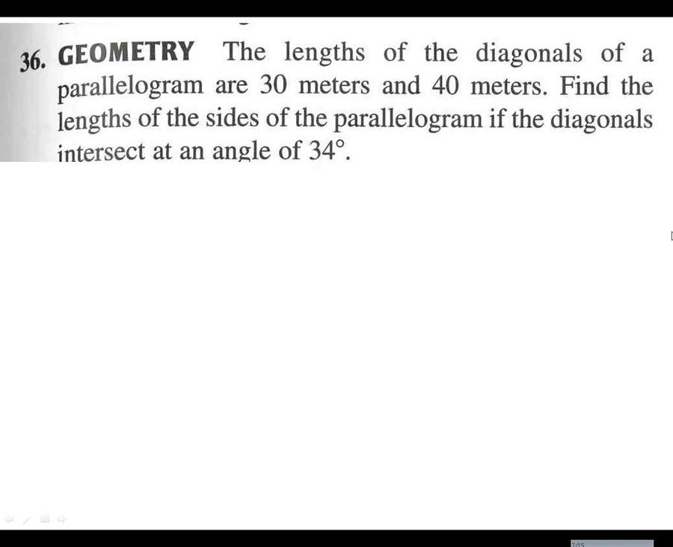The lengths of the diagonals of a parallelogram are 30 and 40. Find the lengths of the sides of the parallelogram if the diagonals intersect at an angle of 34. Alright, this is pretty much the exact same problem here, so I won't go through all the steps, it's the same as 35. But suffice it to say, see if you can work through this one. The long side ends up being 33.5 on that one.